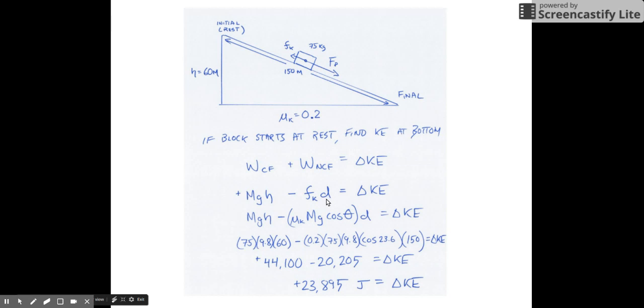Friction is going to do negative work, okay? And that can be calculated by taking the force of friction times the length of the ramp, which we'll call d. So you're subtracting this term from the original potential energy, and that's how you're going to find the kinetic energy. Okay, so that's the new physics here.